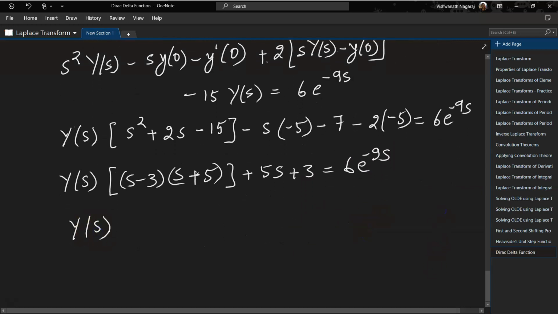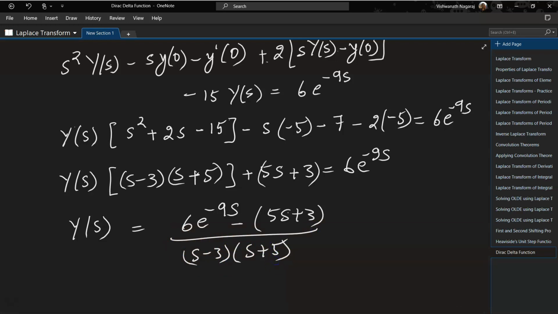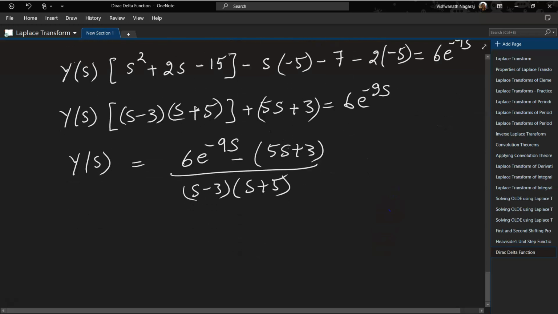Okay, Y of s is equal to, let's take this in a bracket and take it to the other side. So 6e to the power of minus 9s, when we take the other term to the other side, it becomes minus 5s plus 3, and this goes to the denominator: s minus 3 times s plus 5. Okay, now remember, we have to convert it into partial fractions, right?